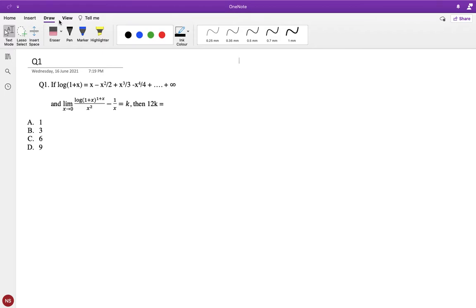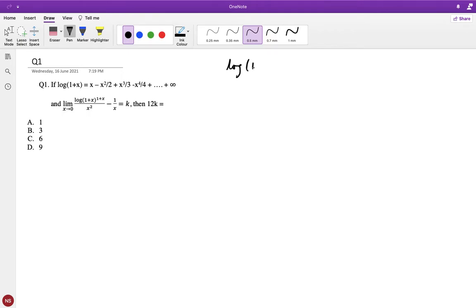Hello everyone, in this video I will be covering problems from limits and continuity, application of derivatives and differentiation, and these are from the Telangana State Engineering Entrance Exam, September 10, 2020, shift 1. So this is the first problem on this topic.